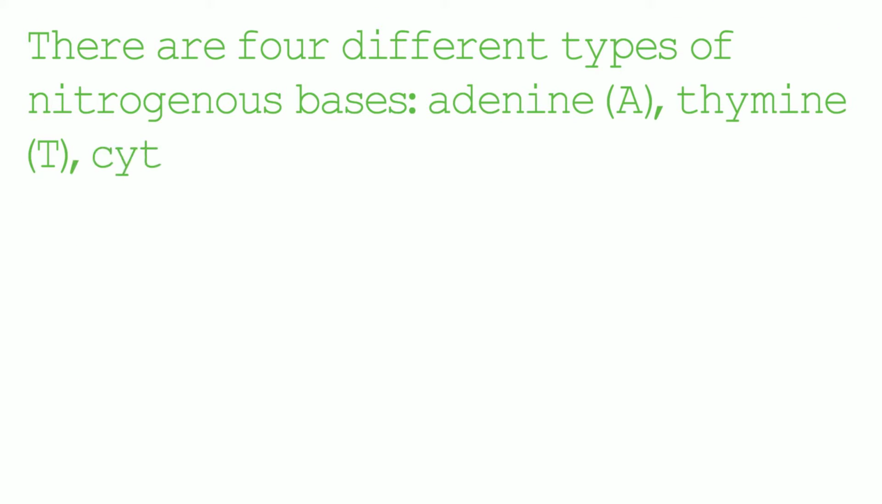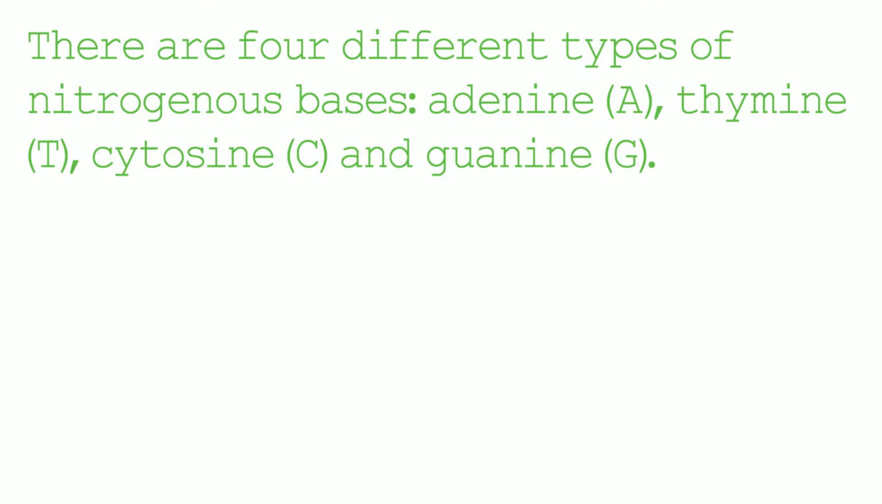There are 4 different types of nitrogenous bases. These are adenine, thymine, cytosine, and guanine. For simplicity, we shorten these to A, T, C, and G.